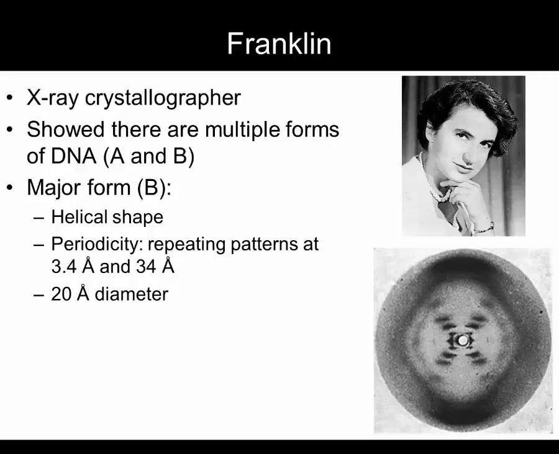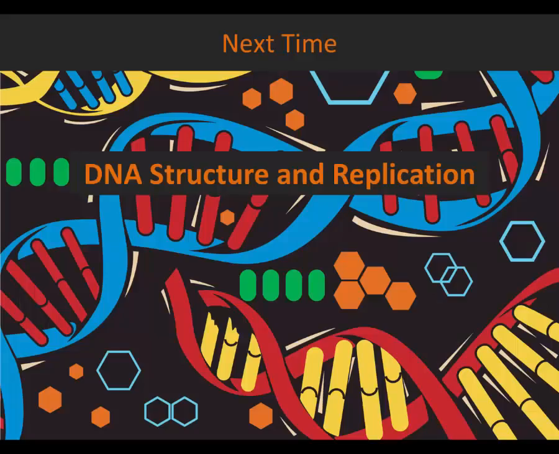Franklin also saw the molecule had a 20 angstrom diameter. For reference, an angstrom is 10 to the negative 10 meters, or 0.1 nanometers. This was the information necessary to deduce the structure of DNA. Next time, we'll discuss that structure and some of its implications.